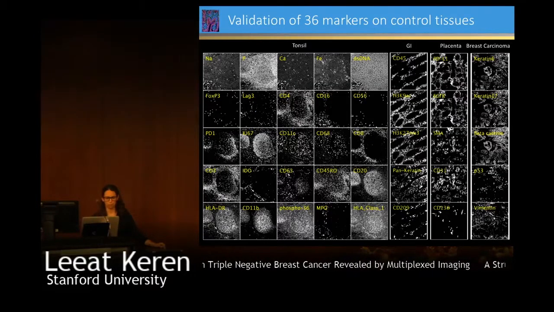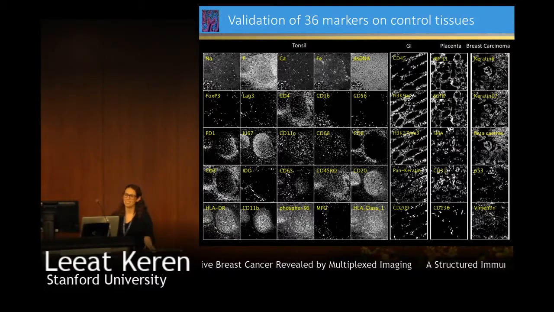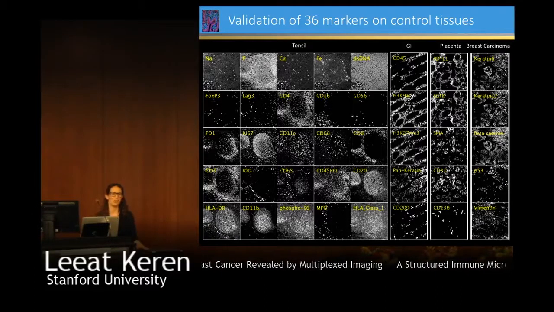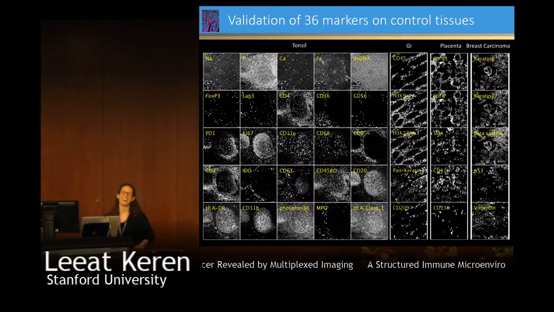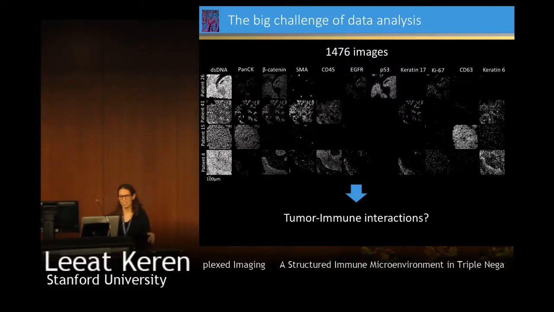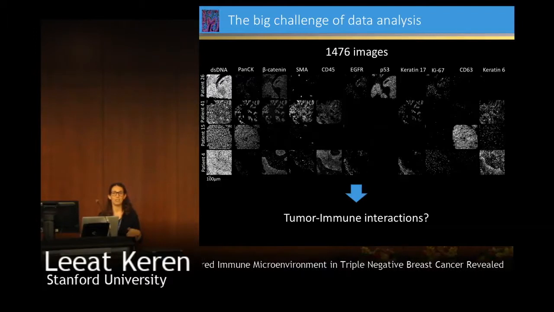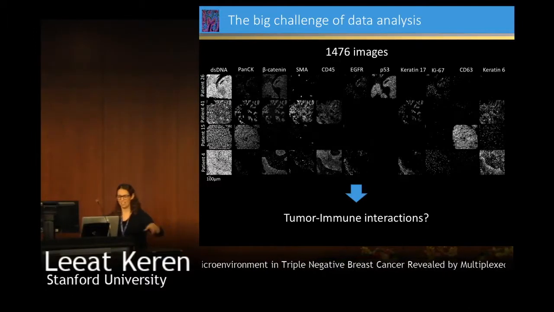And so this is one of these slides where you show one slide that summarizes a year of work. So this is just to show you that we validated our antibodies, and we think all of them work in tissues. And then after you finish with that big challenge, you have the next big challenge, which is the challenge of data analysis. So a single MIBI experiment, 41 samples, 36 different proteins, generates nearly 1,500 images. So how do you go from 1,500 images to understanding anything about the tumor immune microenvironment?